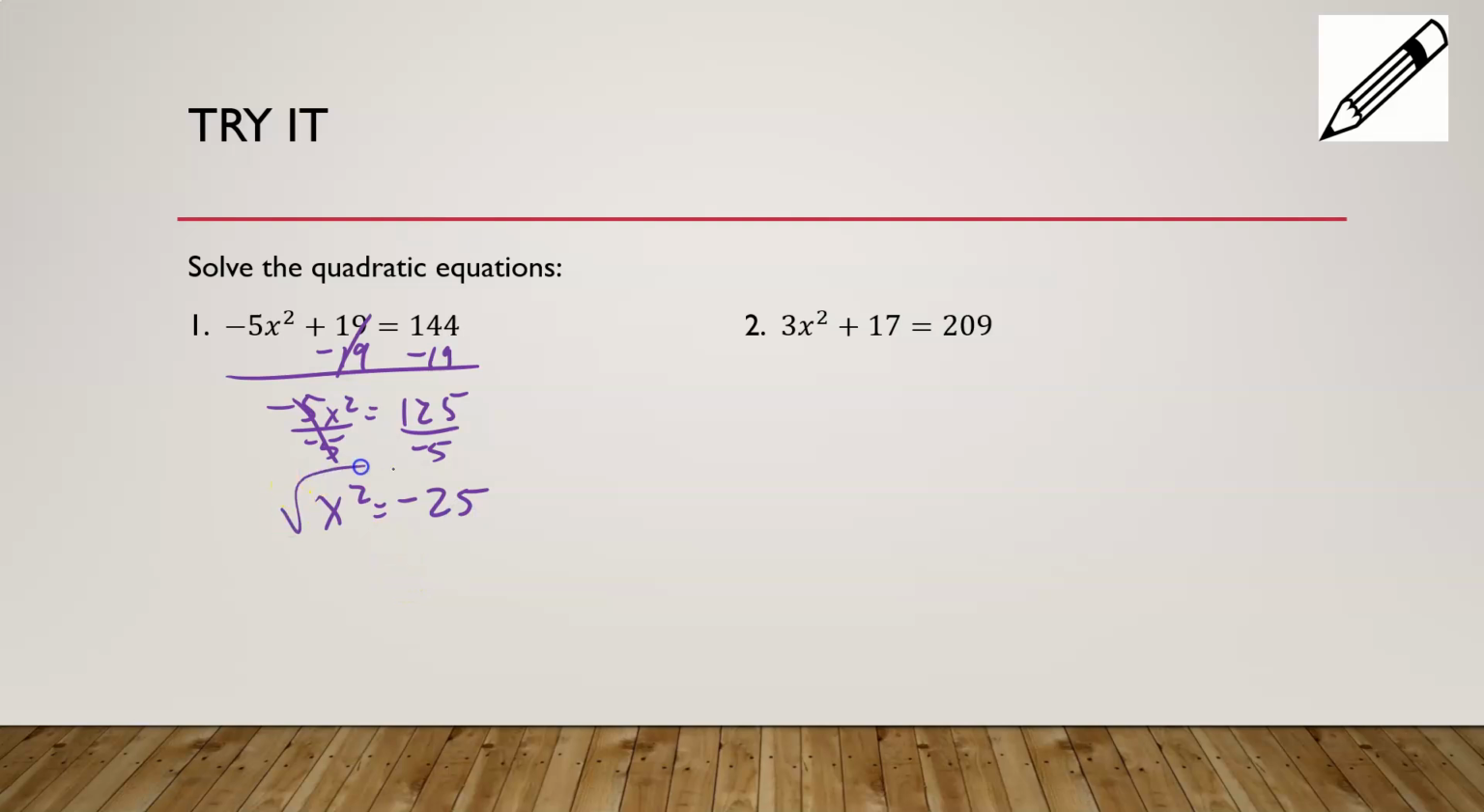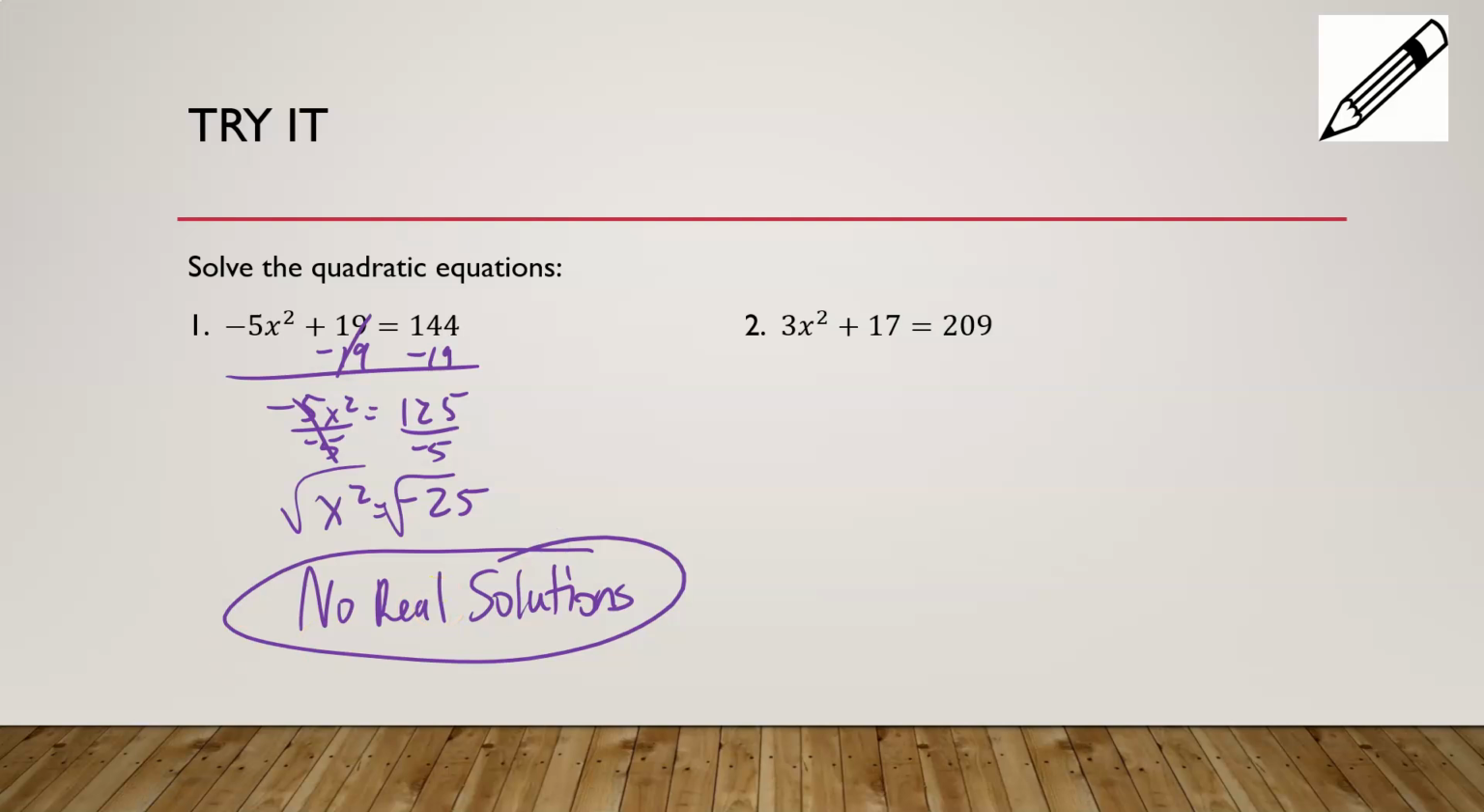Remember, it's at this point, when I go to square root both sides, I have the square root of a negative, which means I can't do it. So there's no real solutions or no solutions. Hopefully you were able to recognize that and stop there.